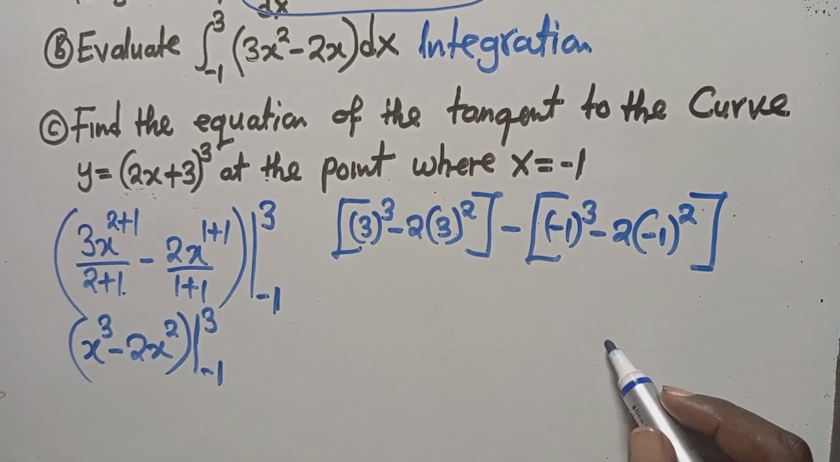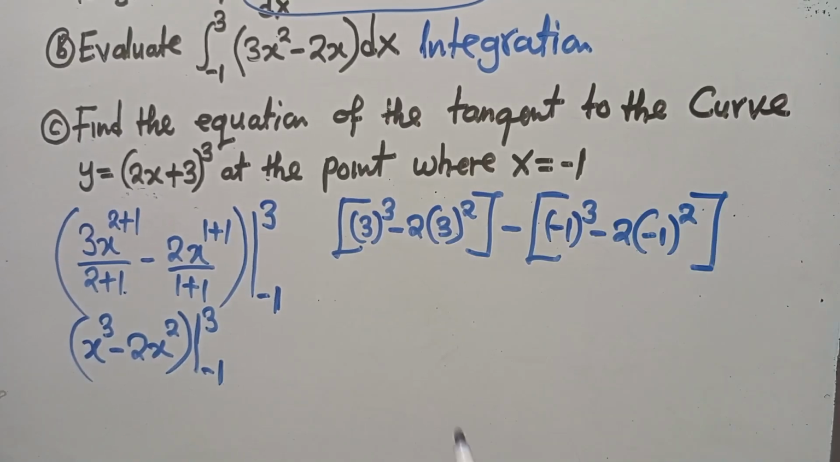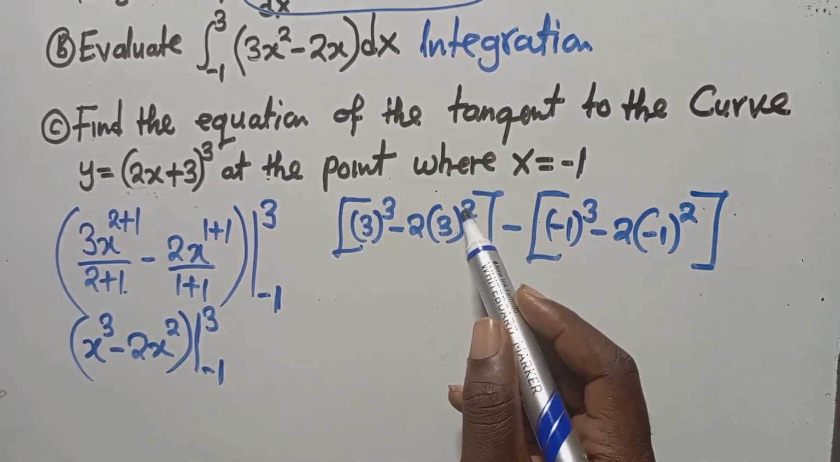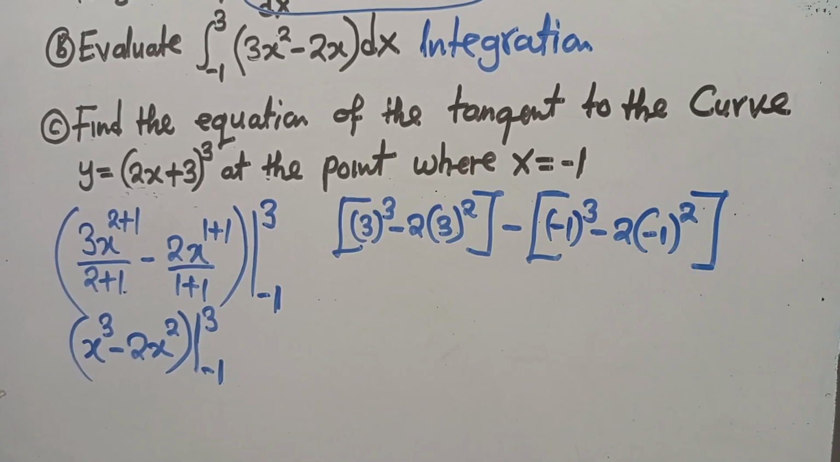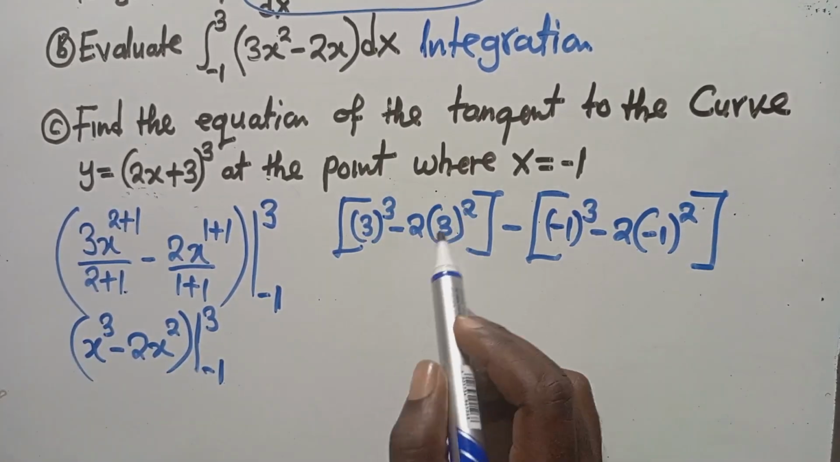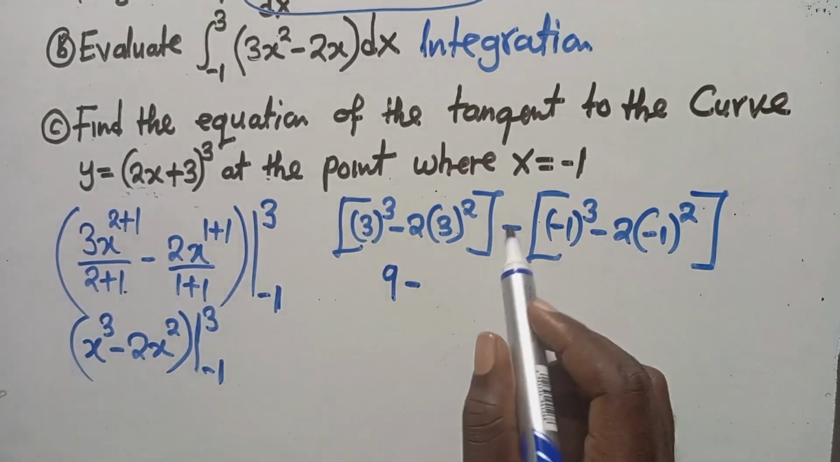So here now, what I'm supposed to do is find the answer. 3 cubed, 3 to the power 3. Then I say minus, this is what? 9 times 2, 18. So minus 18. What answer are we going to get? This is 27, and 27 minus 18 we are just going to get a 9. So it is 9 minus this one.